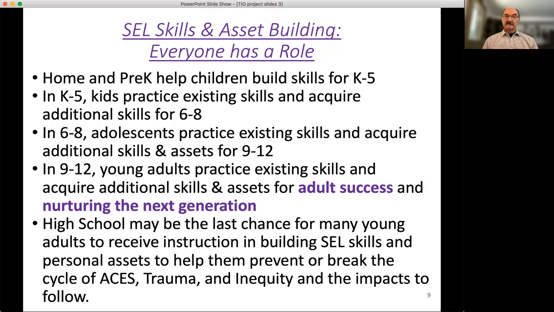And for a lot of kids, not all, high school may be the last chance for them to receive instruction around building those skills and personal assets. If they get those skills, if they have those assets, that'll take a big step toward reducing the likelihood of their family having kids that experience ACEs, and may even break the cycle of ACEs, the generational component that we talked about earlier.